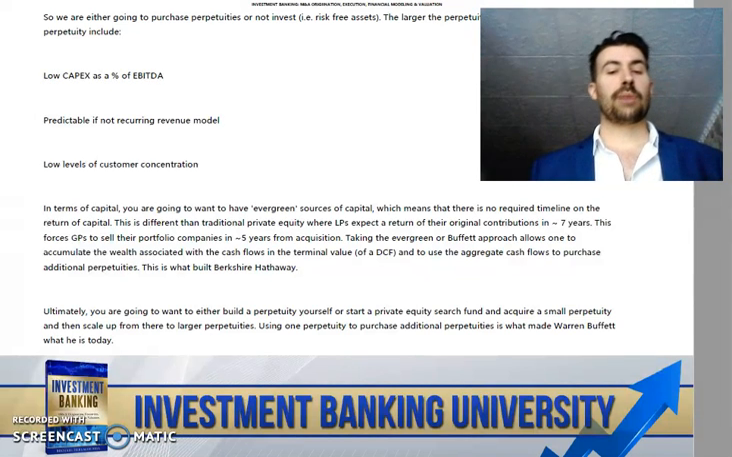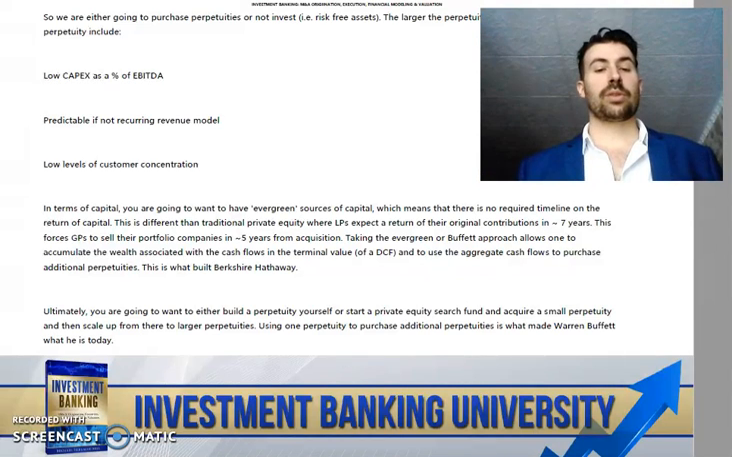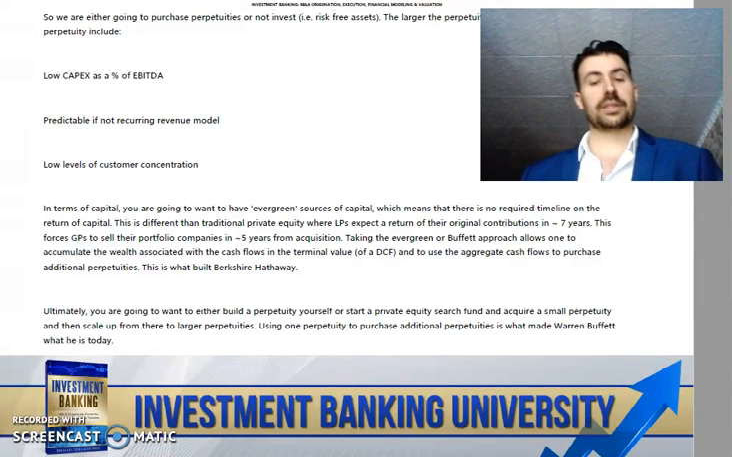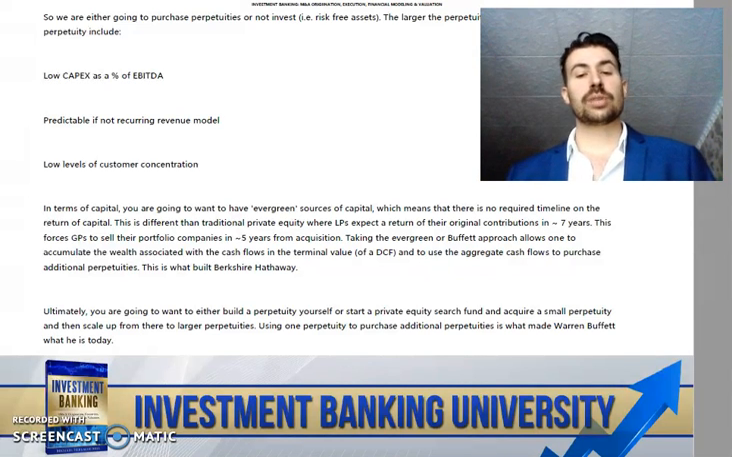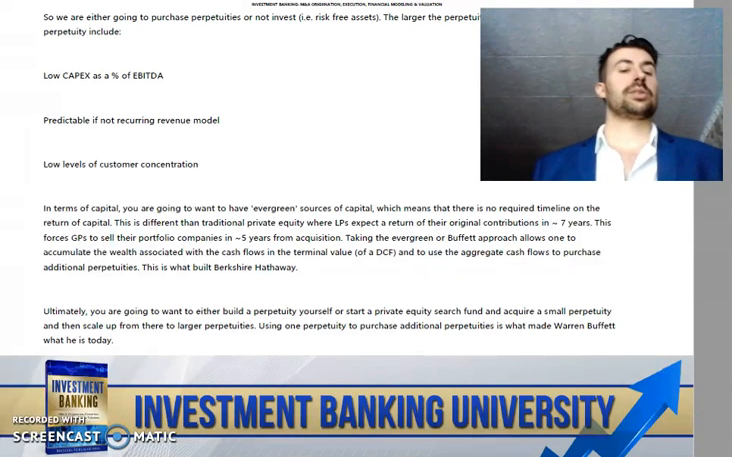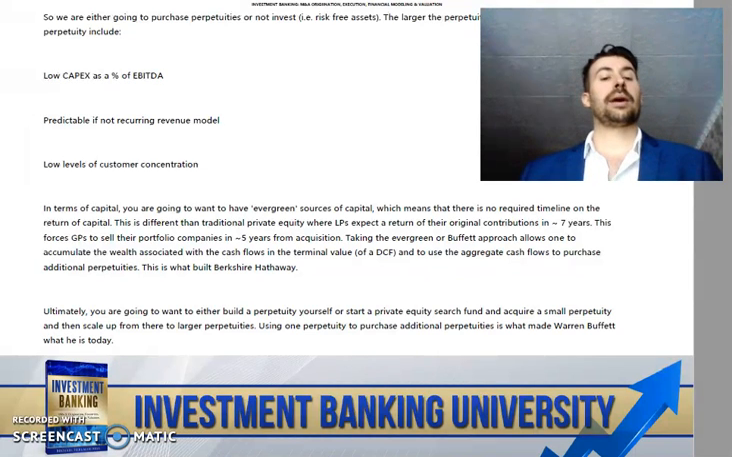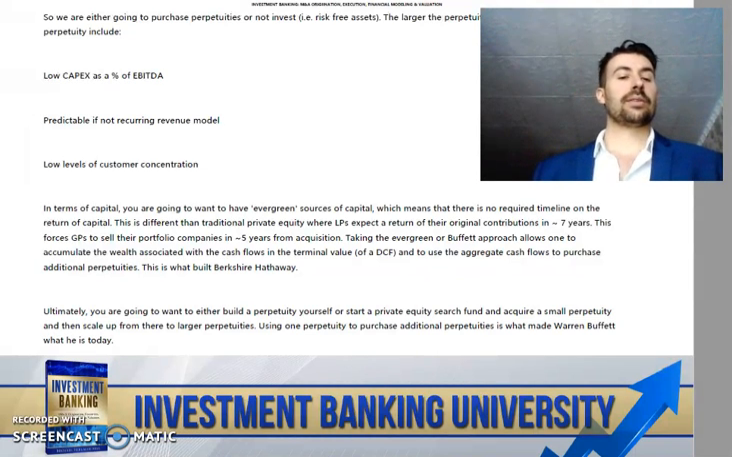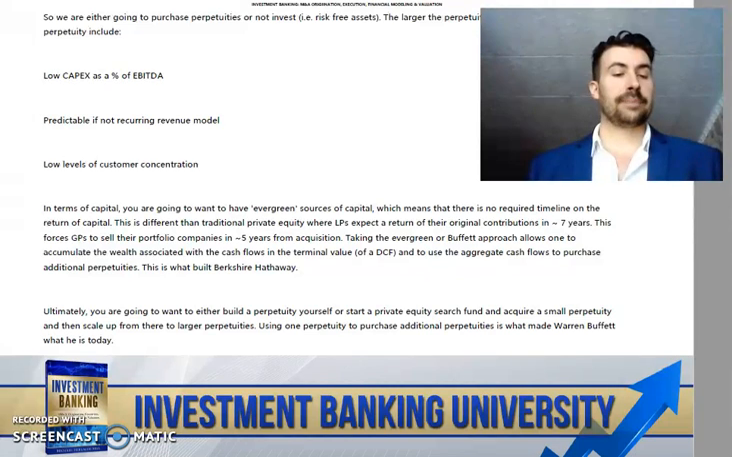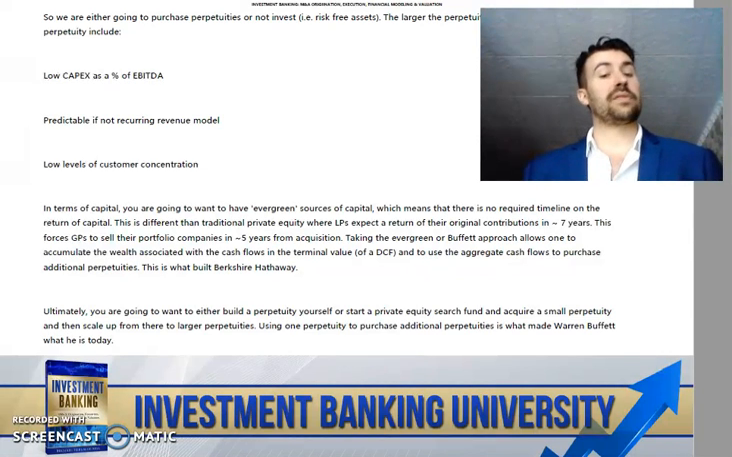Taking the evergreen or Buffett approach allows one to accumulate wealth associated with the cash flows and the terminal value of a DCF, and to use the aggregate cash flows to purchase additional perpetuities. This is what built Berkshire Hathaway, and the compounding of returns that happen in those later time periods leads to the exponential increase in wealth that's associated with the success of Warren Buffett and Berkshire Hathaway.